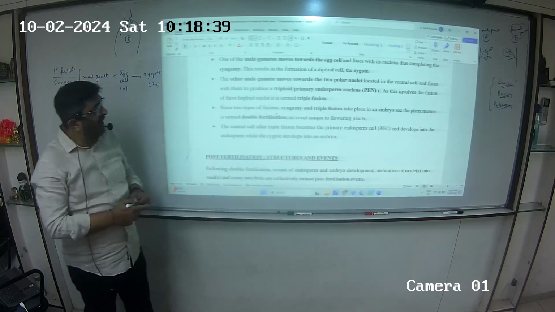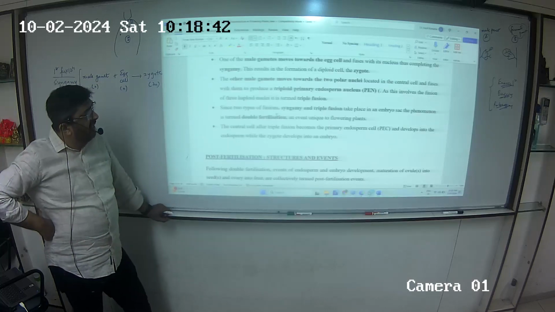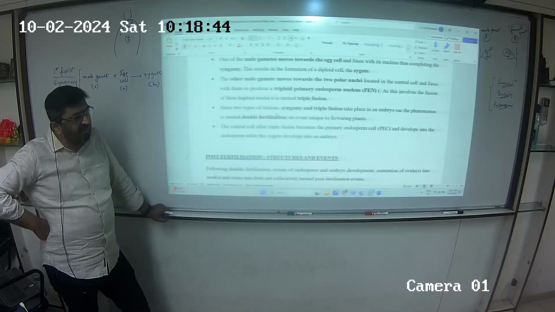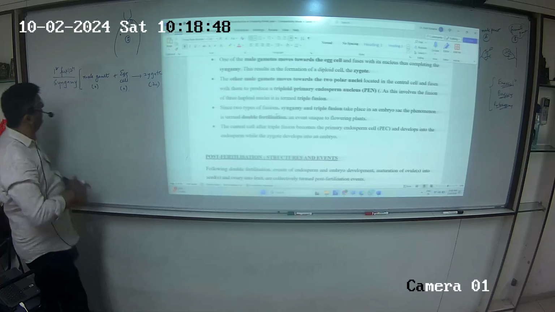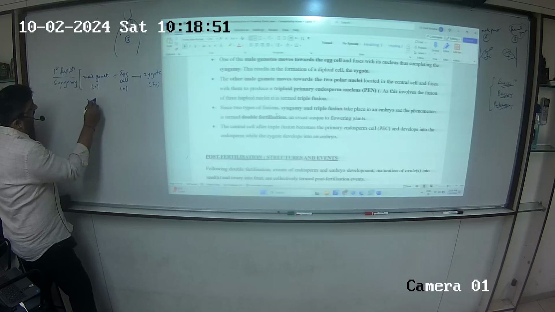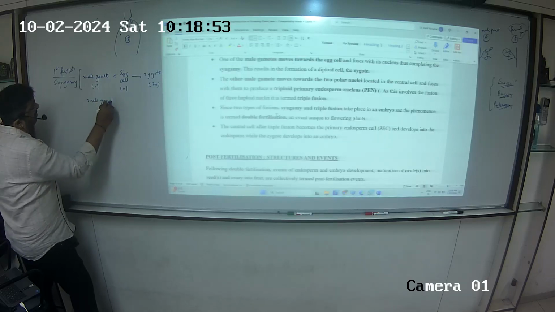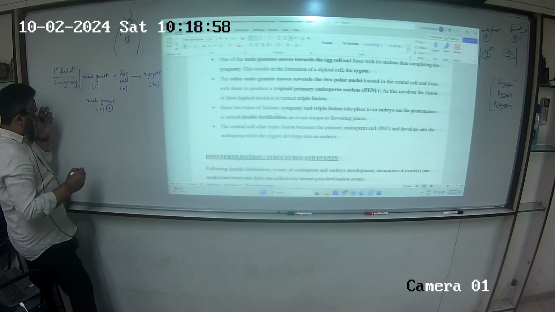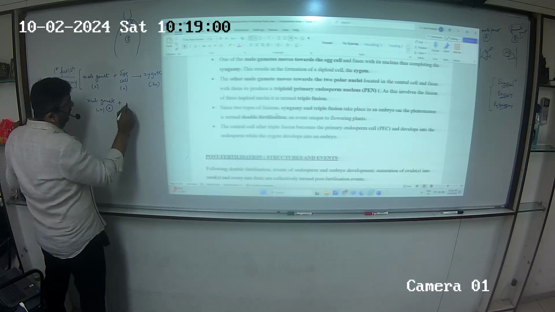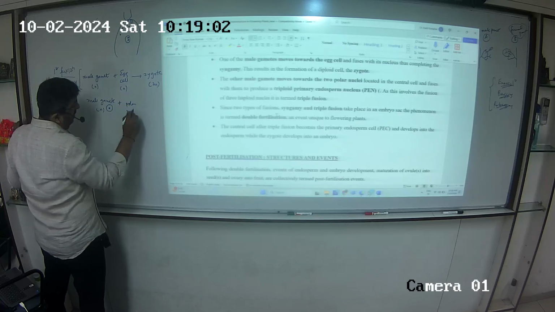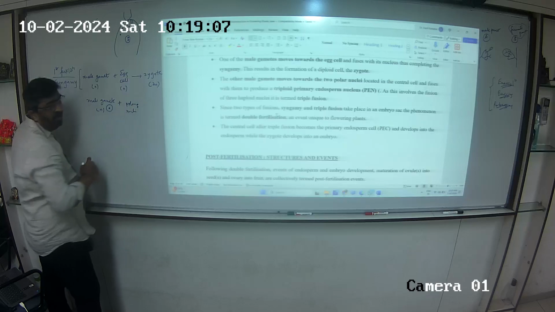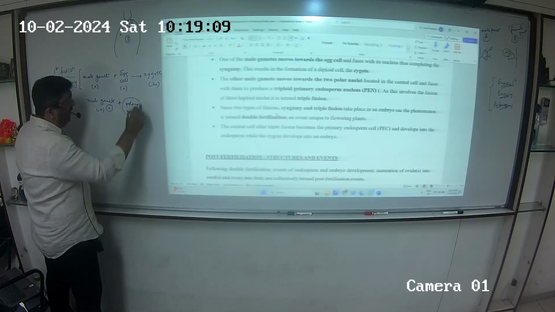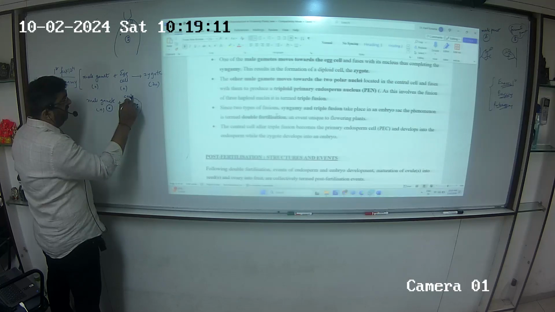This is also called syngamy, which results in the formation of a diploid cell, which is the zygote. The second male gamete will move towards the polar nuclei. We have two polar nuclei. Where are the polar nuclei situated inside? Central cell.